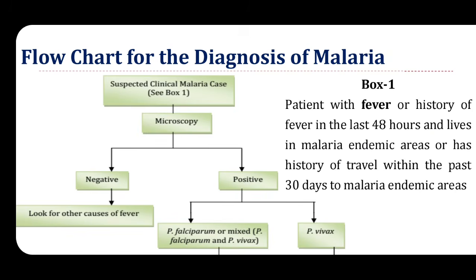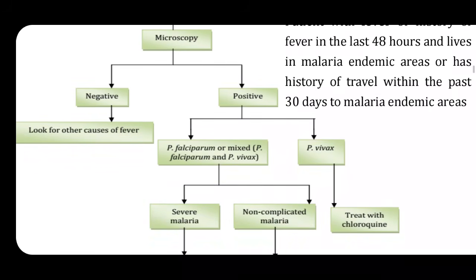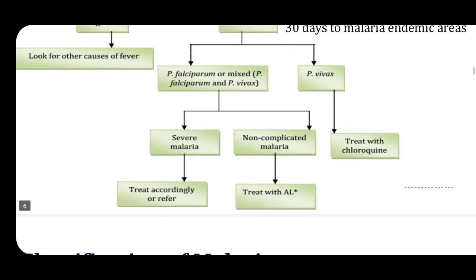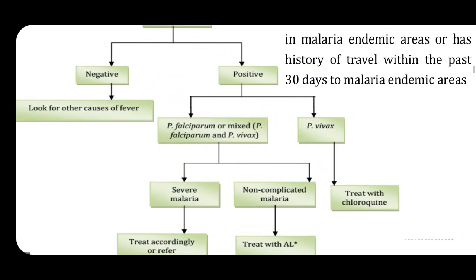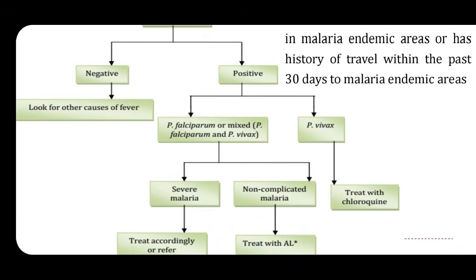If our microscopy results are negative, look for other causes of fever. If our microscope result is positive, we can check for positive P. falciparum or mixed P. falciparum and P. vivax. When it is a severe form of malaria, treat accordingly or refer, and when it is non-complicated malaria, treat with AL, or artemether-lumefantrine 20 mg by 120 mg. When the microscope result is positive for P. vivax, treat with chloroquine.